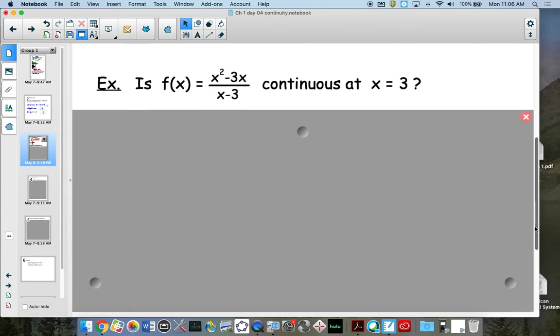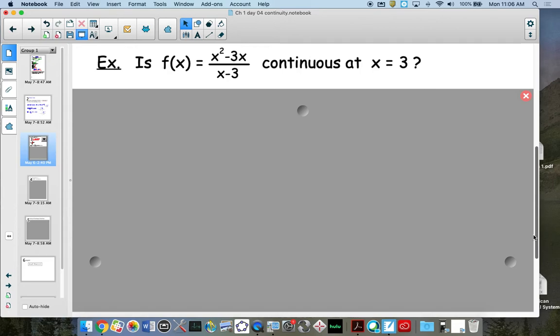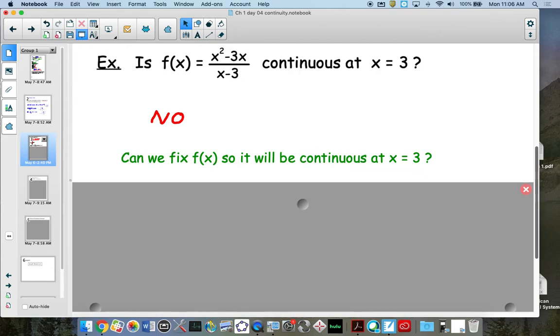All right, how about this example? Let's look at this rational function. f of x is equal to x squared minus 3x all over x minus 3. Is that continuous at 3? So now first of all, you recognize that 3 is not in the domain of this function. So we know there's a problem. But could we fix this function so that it would be continuous at 3?